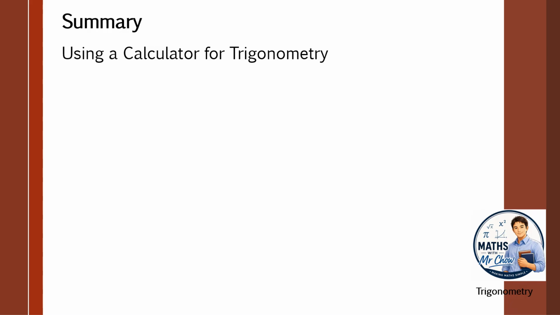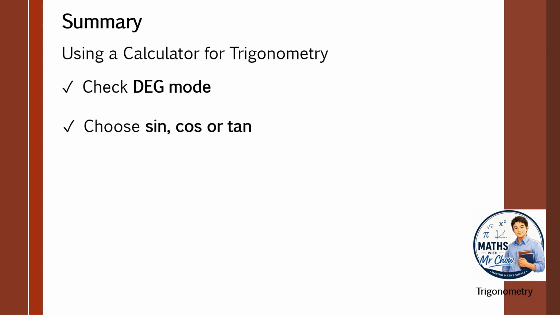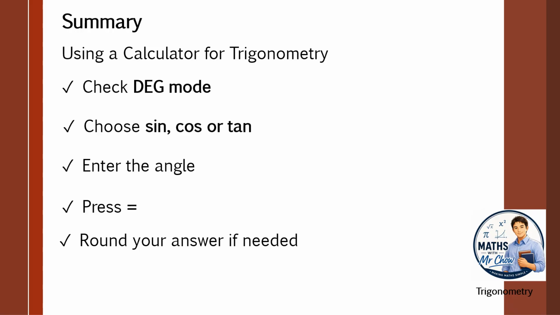Let's quickly review. First, check that your calculator is in DEG mode. Choose sine, cosine, or tangent. Enter the angle and press equals. Then round your answer if needed. And that's how to use a calculator for basic trigonometry.